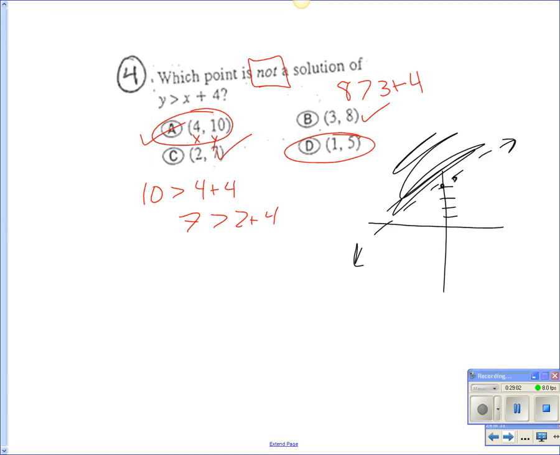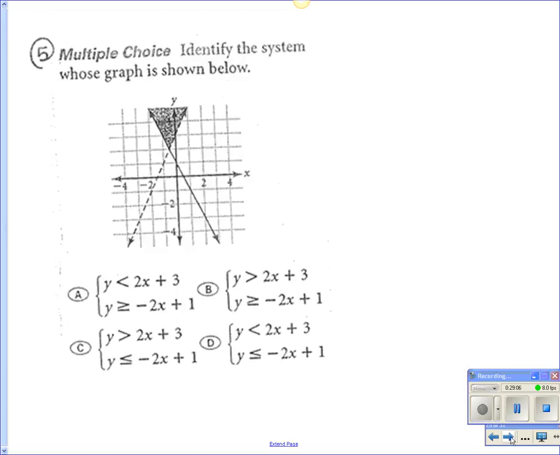Questions? Yep, it's not bad. All right, number 5, identify the solution whose graph is shown below. Everybody look up here real quick. Look up at the board, please.